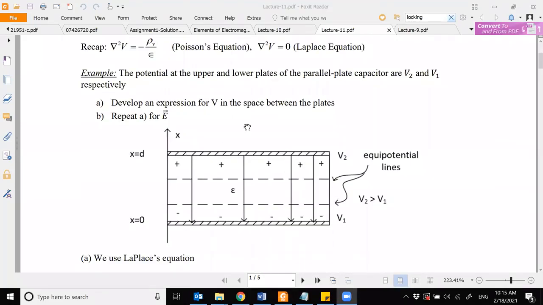Now, if I have a parallel plate capacitor, I want to solve the Laplace equation in this region, the region which is separating the two conductors. This region is a dielectric region, and this dielectric region doesn't have any charges.